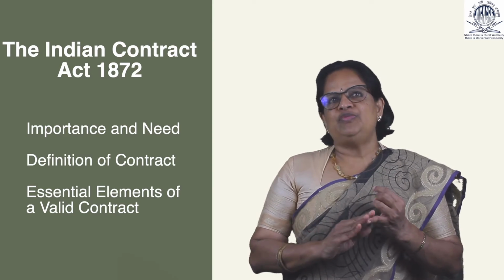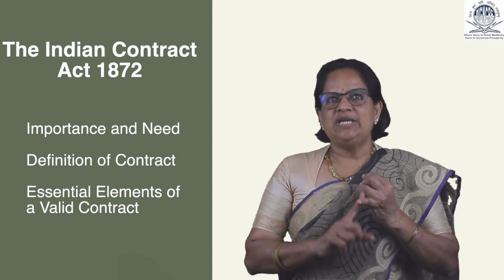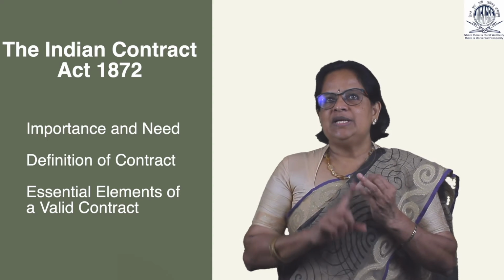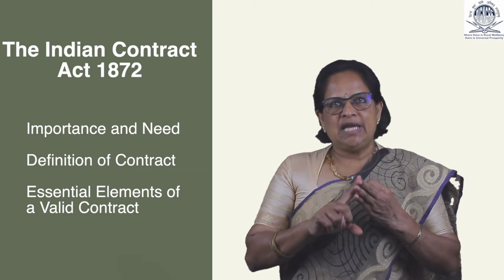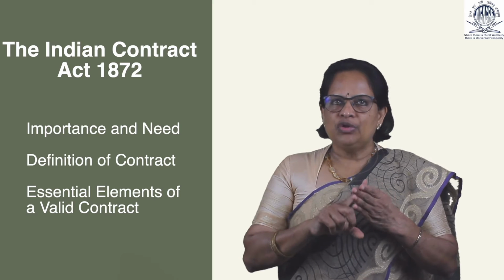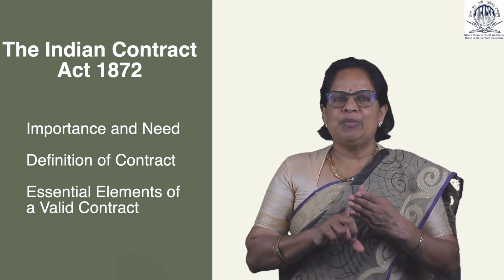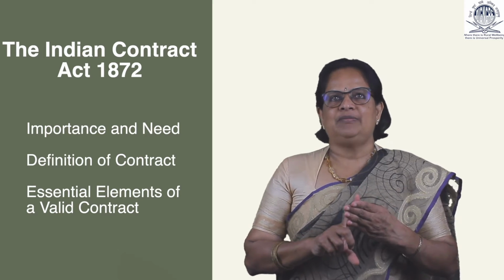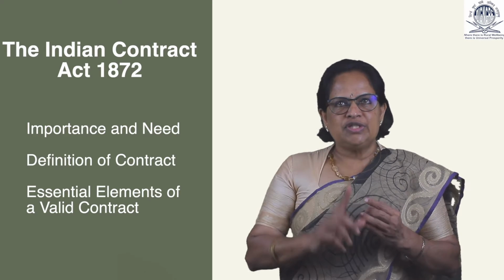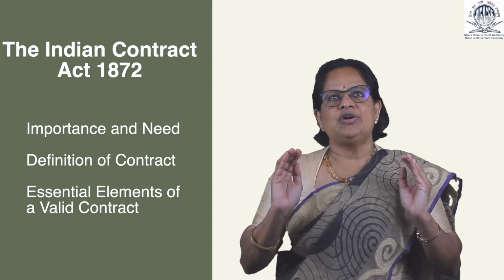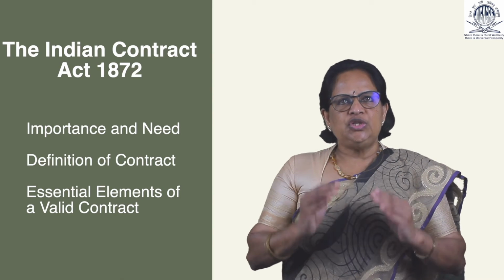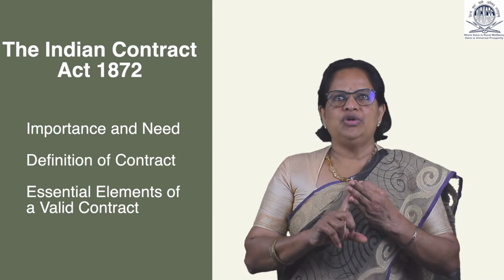The 4 units will be: the first unit is an introductory chapter. Second chapter is various acts. The third is Sale of Goods Act, and the fourth and last chapter is Consumer Protection Act 2019. We will begin the first unit, which is Introduction to Business Law and the Indian Contract Act. This unit will be covered in 3 modules.